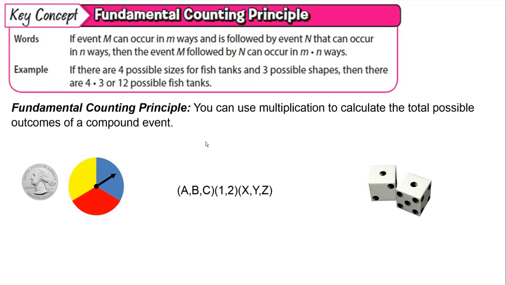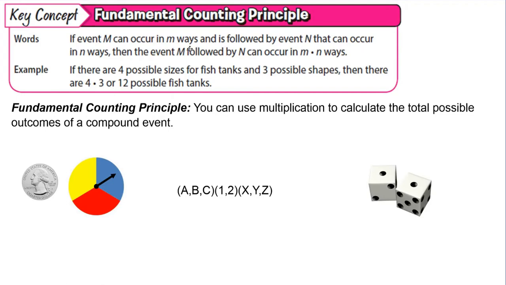If you recall from the last video, we used sample spaces to do that, which were lists of all the possible outcomes. But sometimes compound events can have a lot of possible outcomes, and sometimes creating the sample space just isn't possible or isn't reasonable to do. So we're going to use what's called the fundamental counting principle.